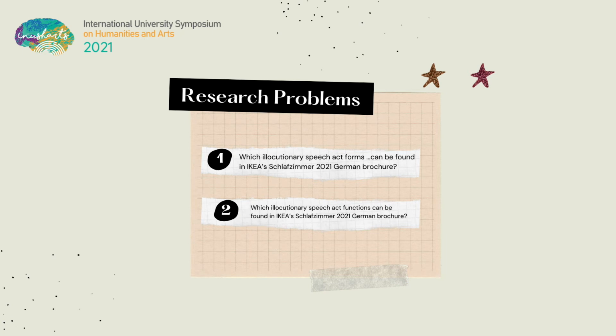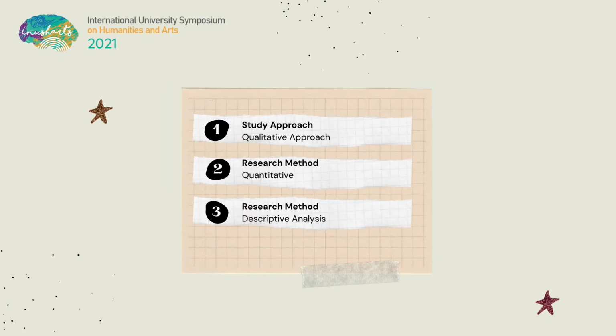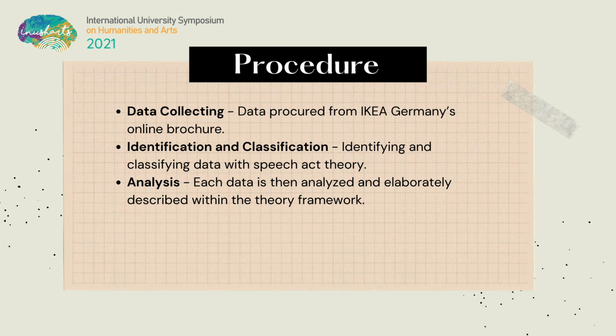This study aims to answer 2 simple questions, which are as follows. First question is, which illocutionary speech act forms can be found in IKEA's Schlafzimmer 2021 German brochure? And second question is, which illocutionary speech act functions can be found in IKEA's Schlafzimmer 2021 German brochure? This study is conducted using qualitative approach and is supported by quantitative method as well as descriptive analysis method. The aforementioned research procedures and methods were chosen because they were deemed suitable to meet and fulfill the objectives of this study.